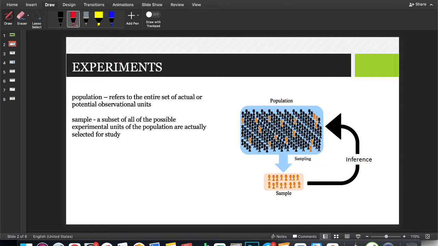For experiments, the definition of population is often not clearly defined, although such definition can be very important. Often, we consider such a population to be theoretically infinite, with no practical upper limit on the number of potential subjects we could test. But for most studies, other than a census, only a subset of all of the possible experimental units of the population are actually selected for study. And this is called the sample.